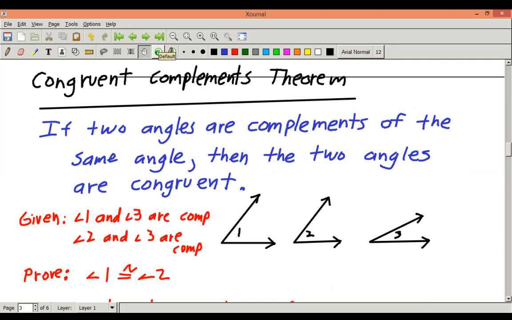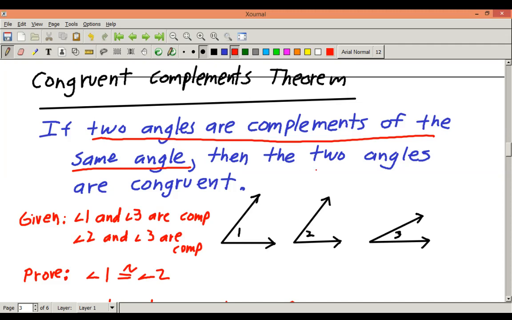So the congruent complements theorem says if two angles are complements of the same angle, then the two angles are congruent. So again, I'm going to take that statement, pull out the hypothesis, and call that the given. So remember, the hypothesis is the part that follows the if. So the hypothesis is two angles are complements of the same angle. So looking at my diagram, I'm saying that angle 1 is a complement of angle 3. Angle 2 is a complement of angle 3. So I'm saying that angles 1 and 2 are complements of the same angle, namely angle 3.